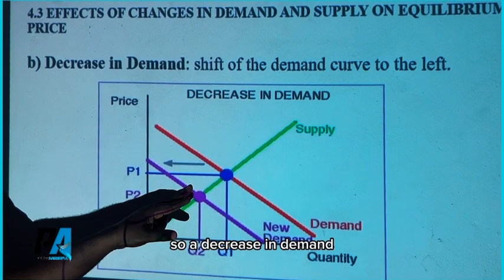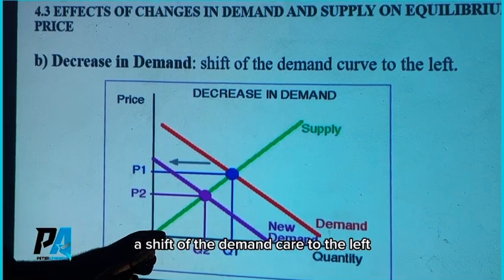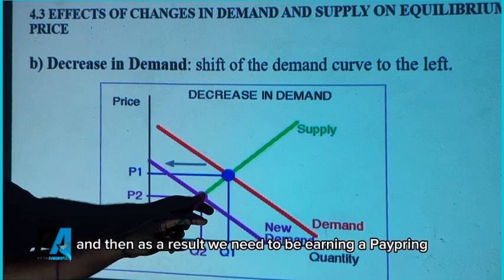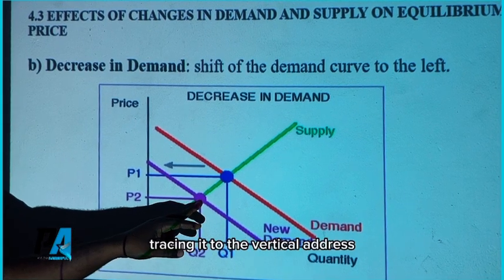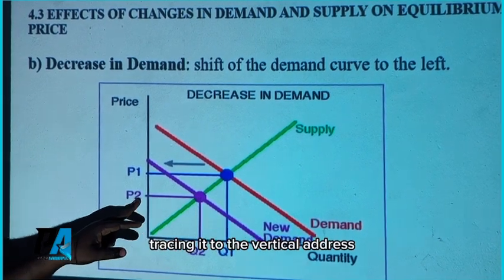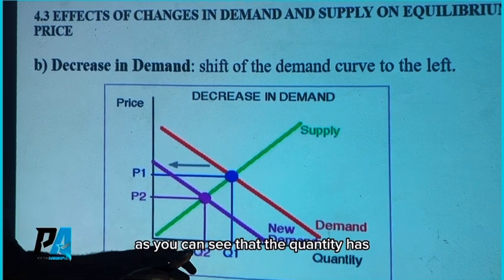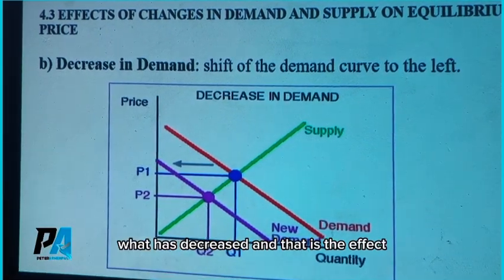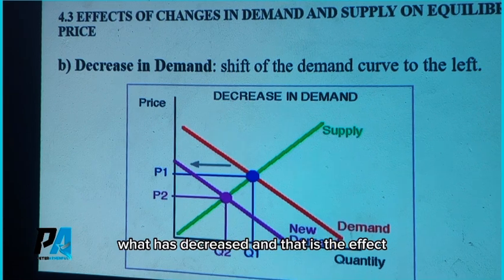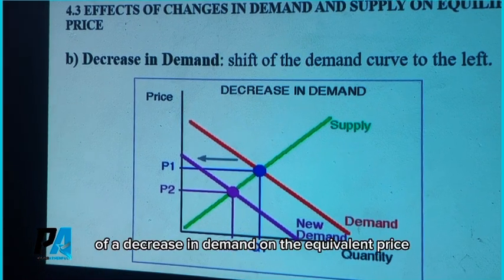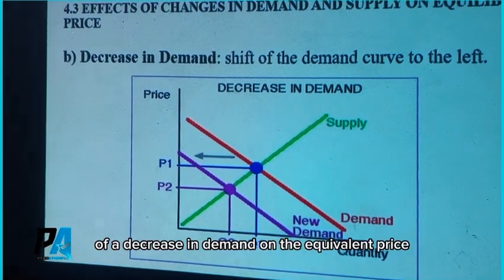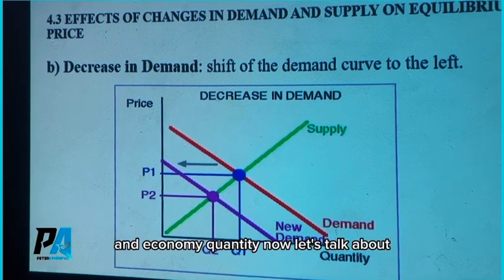So a decrease in demand, a shift of the demand curve to the left. And then as a result, this will be our new equilibrium. Tracing it to the vertical axis, you can see that the price has fallen. And then from the horizontal axis, you can see that the quantity has decreased. And that is the effect of a decrease in demand on the equilibrium price and equilibrium quantity.